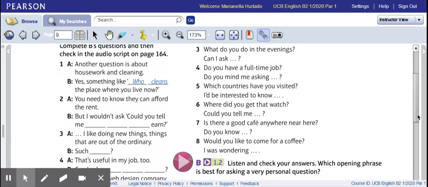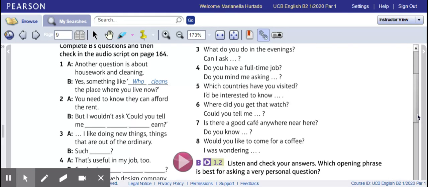It says, another question is about housework and cleaning. Remember, you're completing the B's question. So let's take a look at B. Yes, something like who cleans the place where you live now?